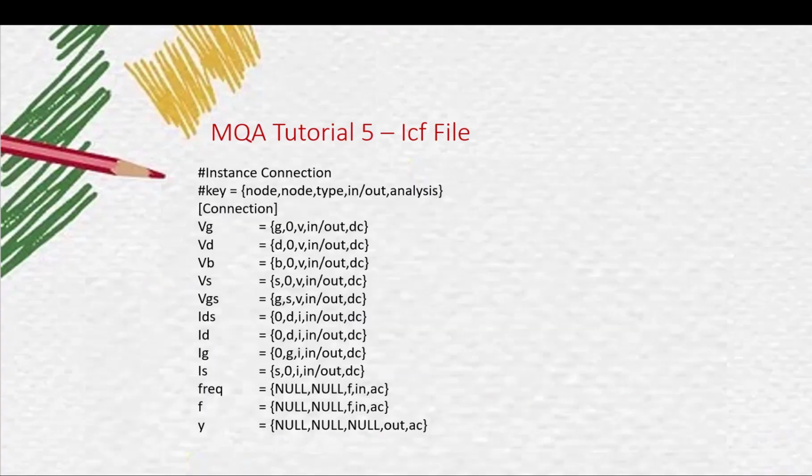Okay, the next section is about connection. Like the VG, it's connected between G and 0. It's a voltage. In and out is for DC. And the VGS is connected between G and S. It's a voltage. And the in and out is also DC. And frequency F, Y, those are used for the RF part.